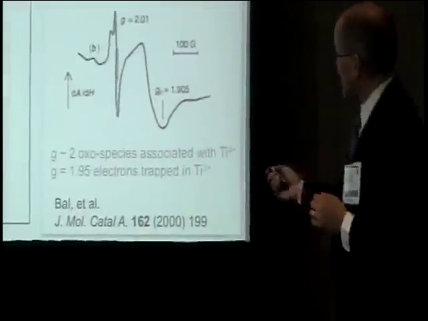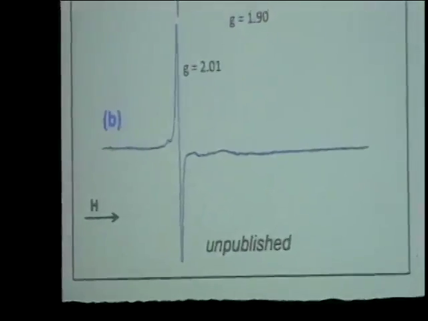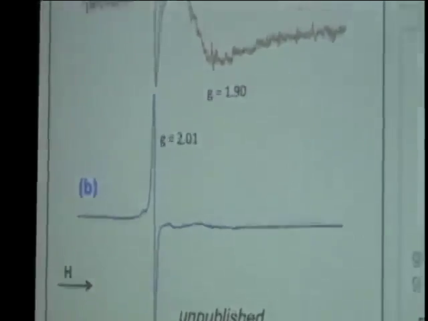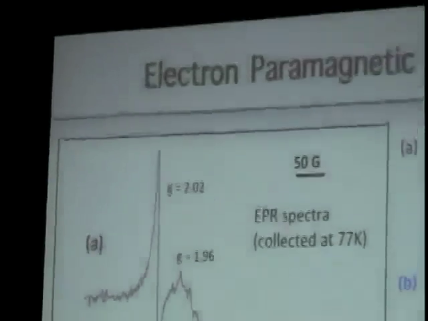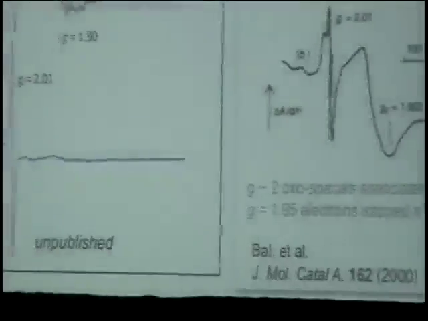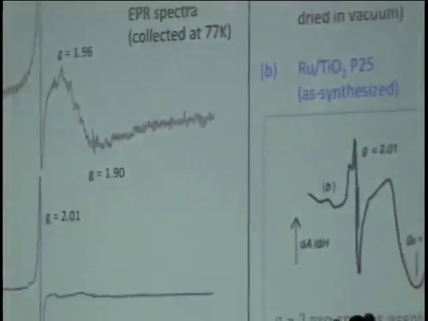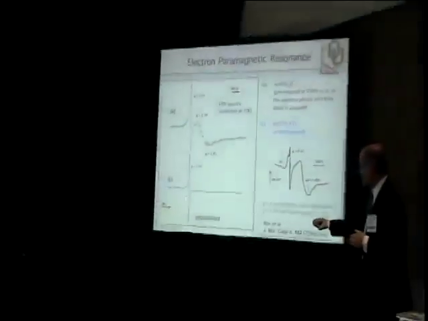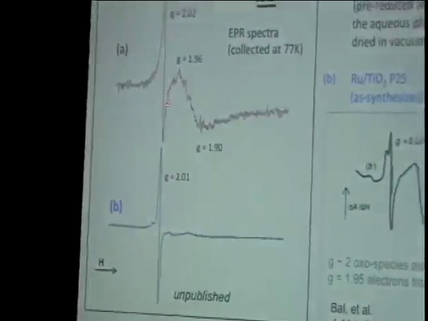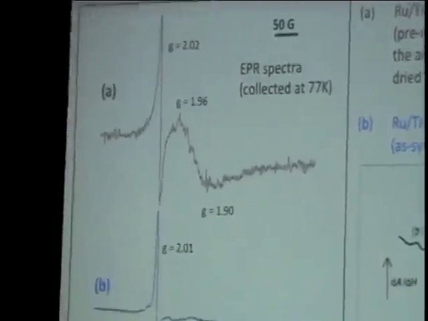So what we observe here is that as synthesized, the ruthenium titanium before the reduction, you only observe the g equals 2, which corresponds to Ti4+. However, after we do the reduction and we expose to the water, so if there was any oxidation or reoxidation, which should go back here, we can observe that still a large fraction of reduced titanium remains.